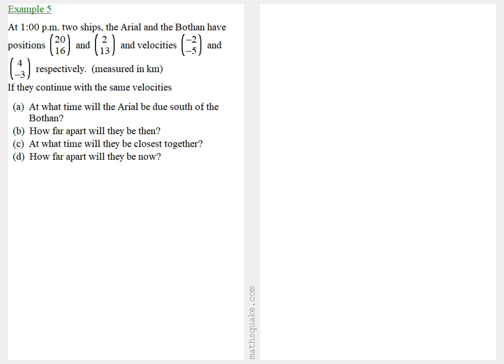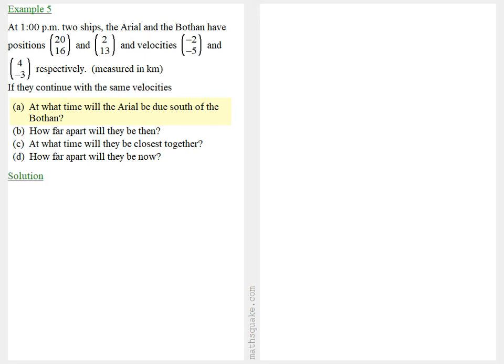Example 5. At 1 p.m. two ships, the Ariel and the Bothon, have positions (20, 16) and (2, 13) and velocities (-2, -5) and (4, -3) respectively, measured in kilometres. If they continue with the same velocities, in question A we're asked, at what time will the Ariel be due south of the Bothon?